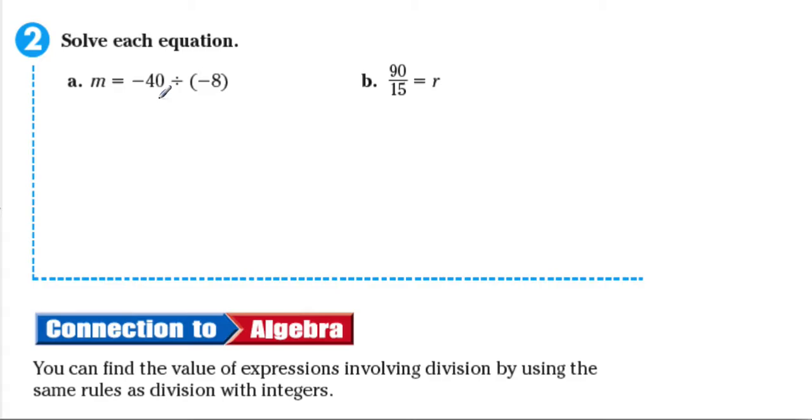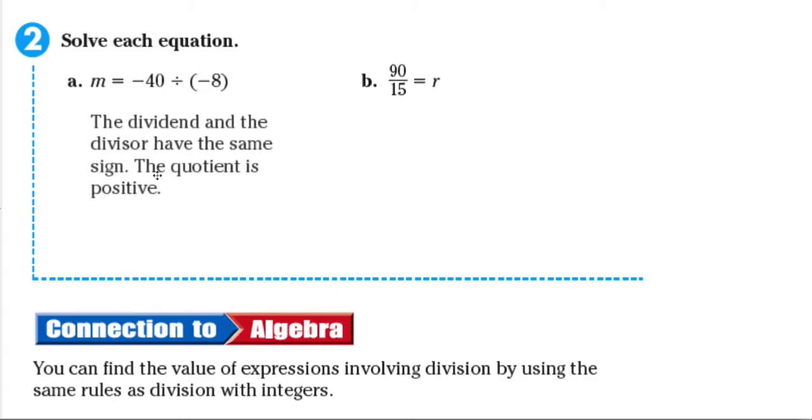Let's take a look at some examples. Example number 2, solve each equation. M equals negative 40 divided by negative 8. Again, your dividend and your divisor have the same sign, so the quotient should be positive. So negative 40 divided by negative 8 should give you positive 5.